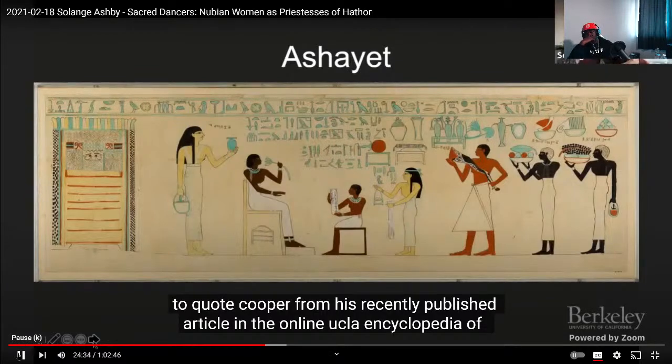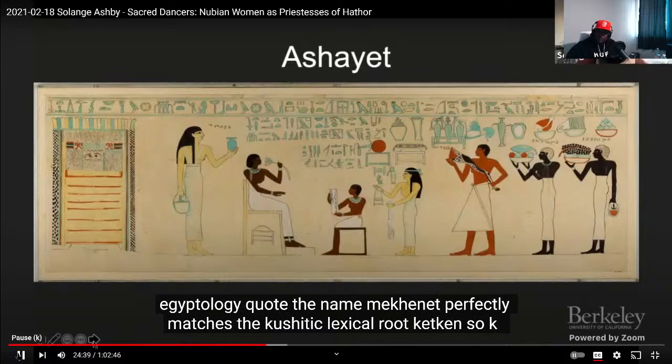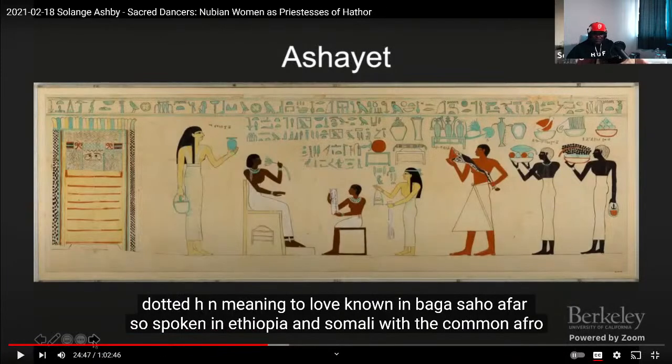To quote Cooper from his recently published article in the online UCLA Encyclopedia of Egyptology, quote, the name Mekhenet perfectly matches the Kushitic lexical root keken, so K. See the way that they breaking these names down into a Kushitic, Nubian-ish language. Well, I should just say into a Kushitic language, Chef. All of us who know Medu Neter could tell you that nobody could tell you what Ashayet means, at least not off the head. They're gonna try to go in on that, but it'll be hard.